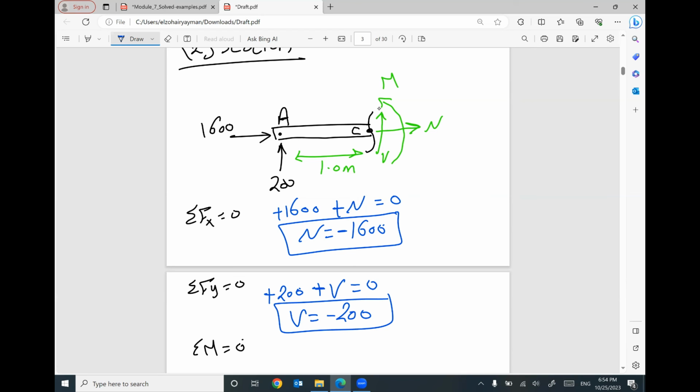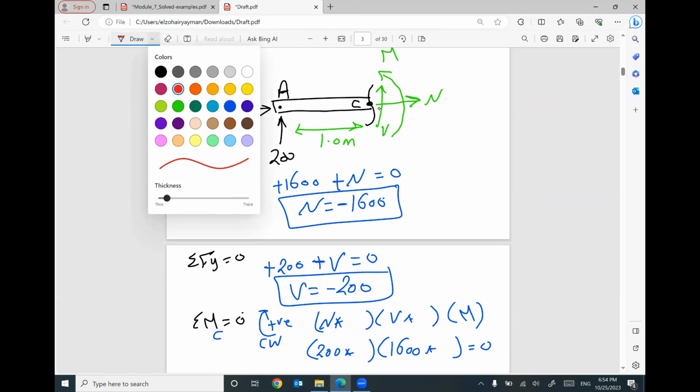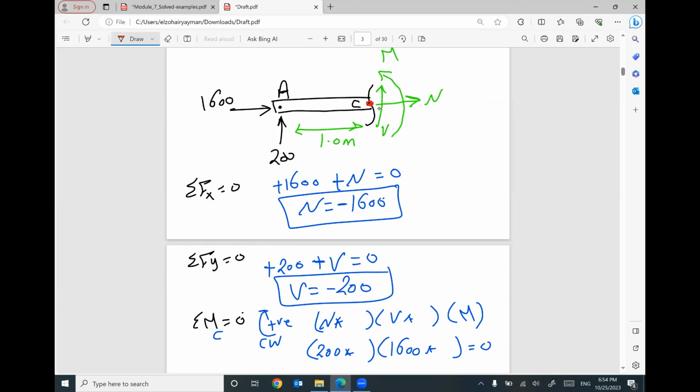I'm gonna take moment at my cut, C. I'm gonna assume clockwise is my positive. So I have capital N times distance, capital V times distance. Capital M does not need distance because it's a moment. I have 200 times distance. I have 1600 times distance equals 0. The distance between capital N and C is 0. Capital V and C is 0. Your moment does not need distance.